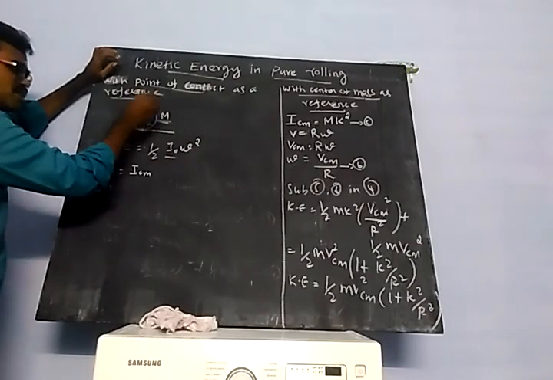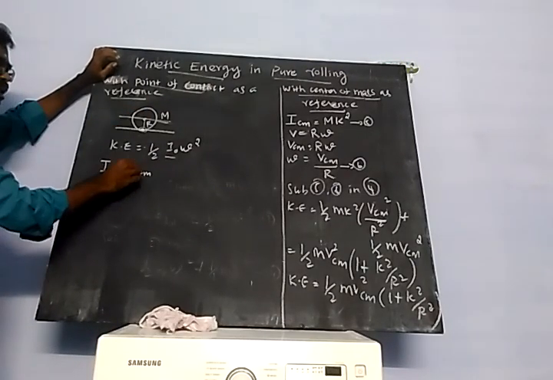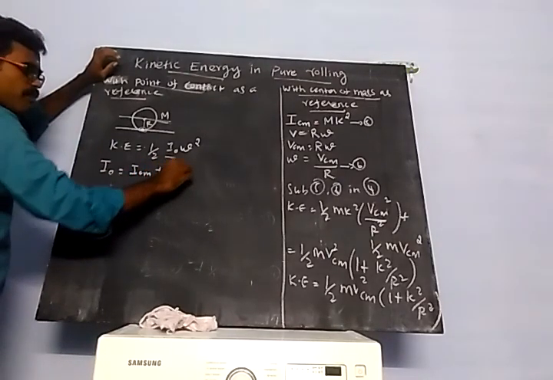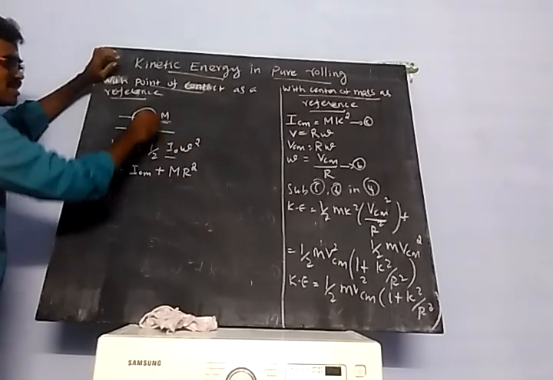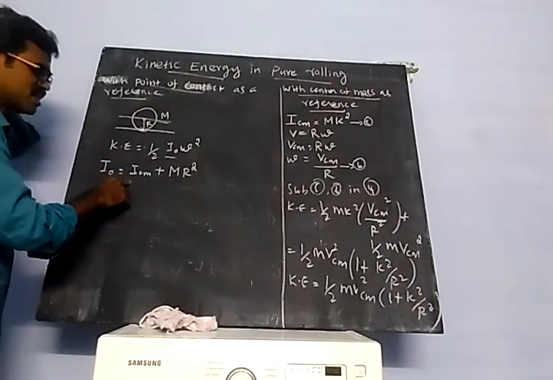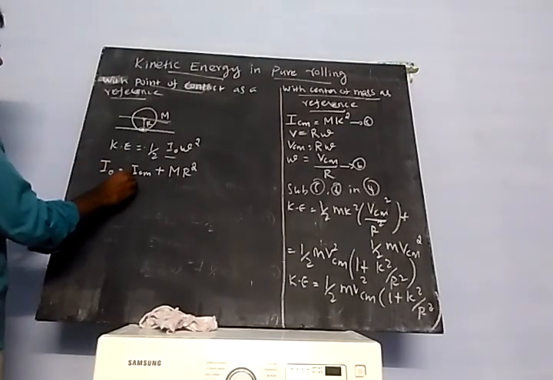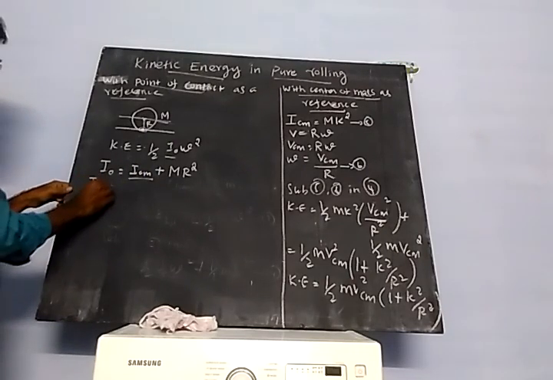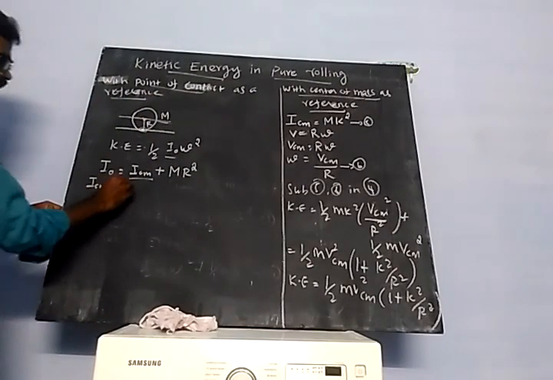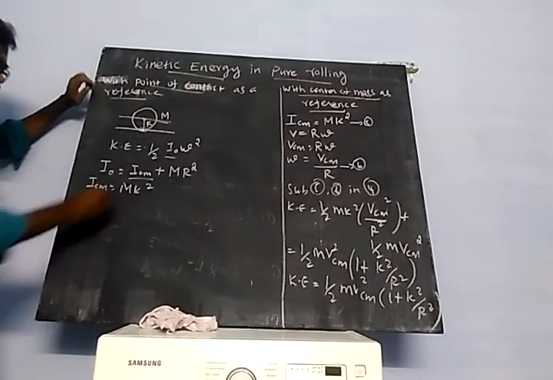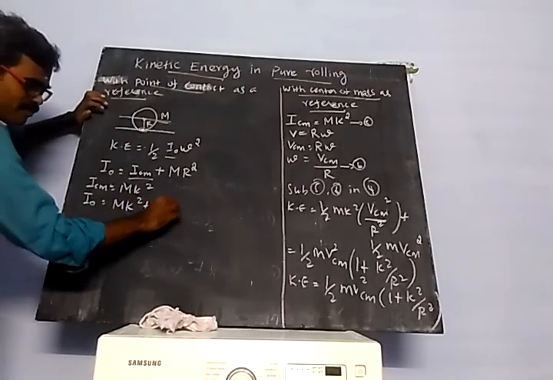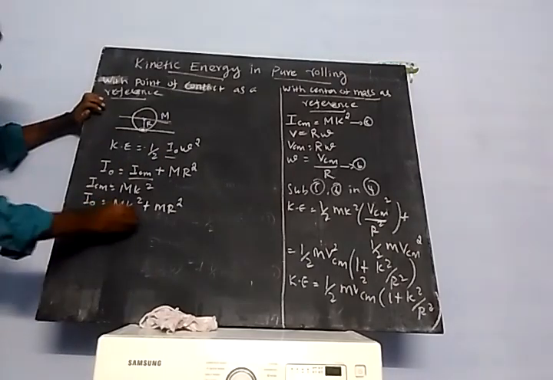So this is the axis passing through its center of mass. That moment of inertia plus the product of mass and the square of the distance. I naught equals I_CM plus MR squared. Already we discussed the parallel axis theorem. Now, I_CM means the general equation. What is the general equation for moment of inertia? I_CM is equal to mk squared. So you can substitute mk squared here. Then I naught is equal to mk squared plus mr squared.